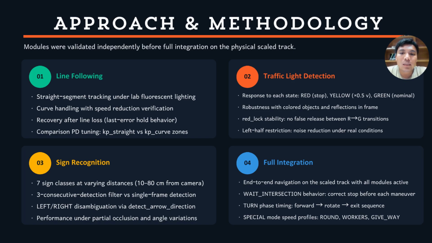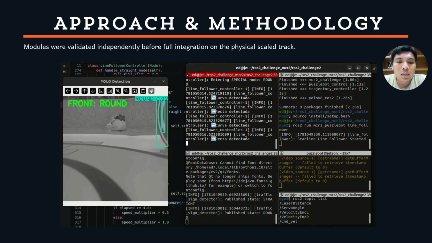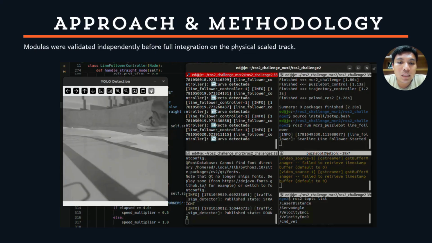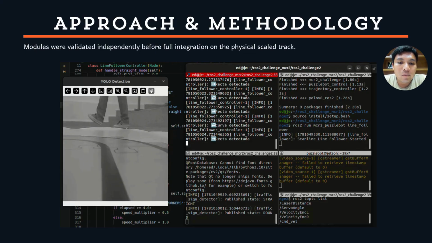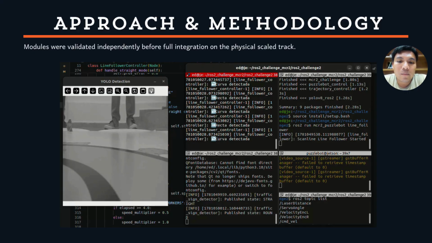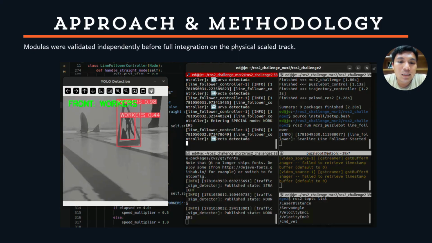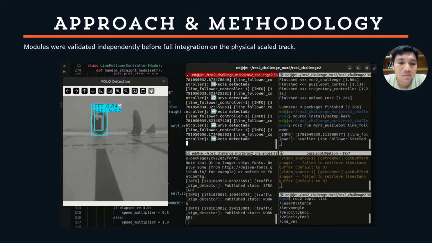And to test our system, we validate independently. First, we validate the line following. Secondly, we validate the traffic light detection, then the sign recognition with YOLO. And finally, we made a full integration of all the nodes in our system. And here we can see how the validation was successful. We can see that the signals were identified and the Puzzlebot follows the line.